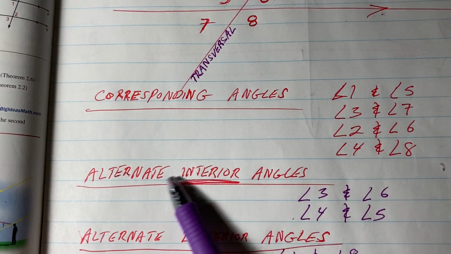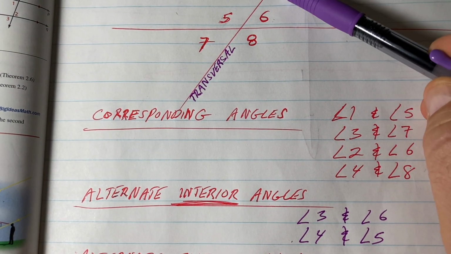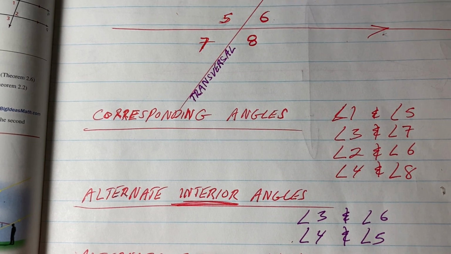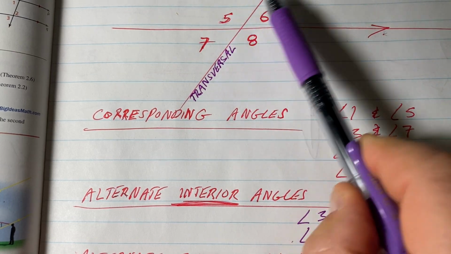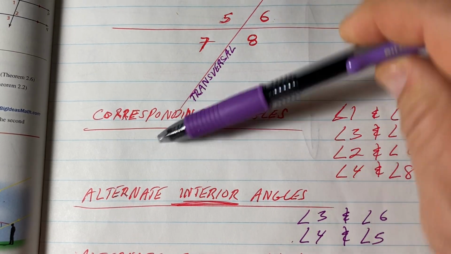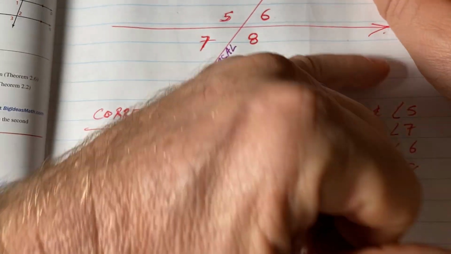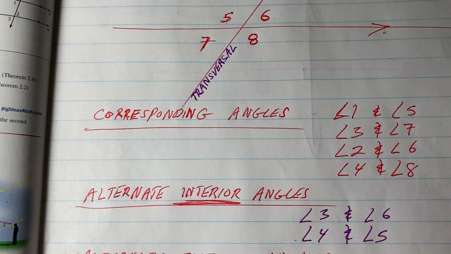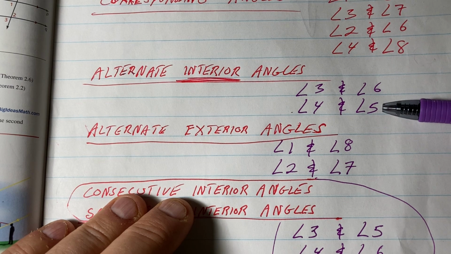Same thing for alternate interior angles. 3 and 6 are on alternating sides of the transversal. They're alternate interior angles, and they are congruent. Angle 4 and angle 5 are on alternating sides of the transversal, and they are on the inside of the parallel lines. Alternate interior angles 4 and 5 will also be congruent.